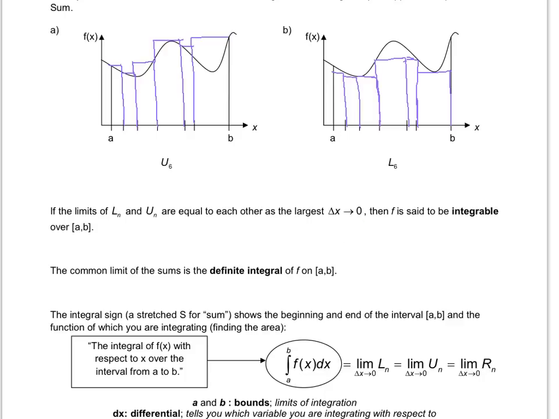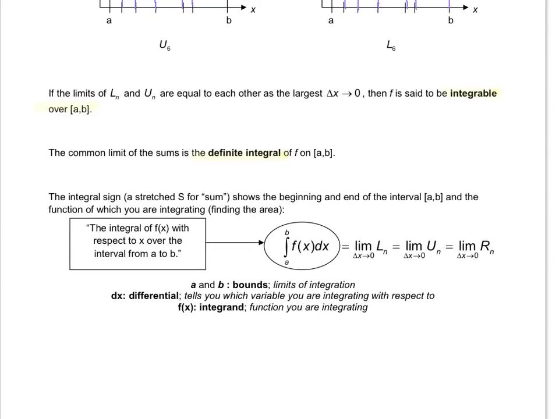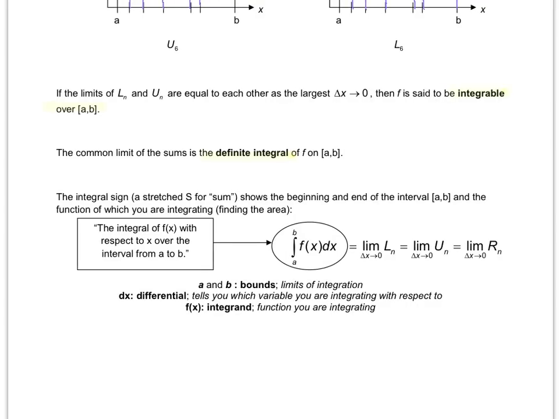Okay, so if we take the limit of each of those sums and shrink down the width of each of the rectangles towards 0, if those limits become equal to one another, then we say that the function is integrable. And integrable just means that you can find the area under the curve. Okay, so the common limit of the sum is considered to be the definite integral of the function. And all that means, if you think back to when we were talking about slopes, slopes were limits. If the slope from the left matched the slope from the right, then that was the slope at the point. We're going to talk about the same thing here.